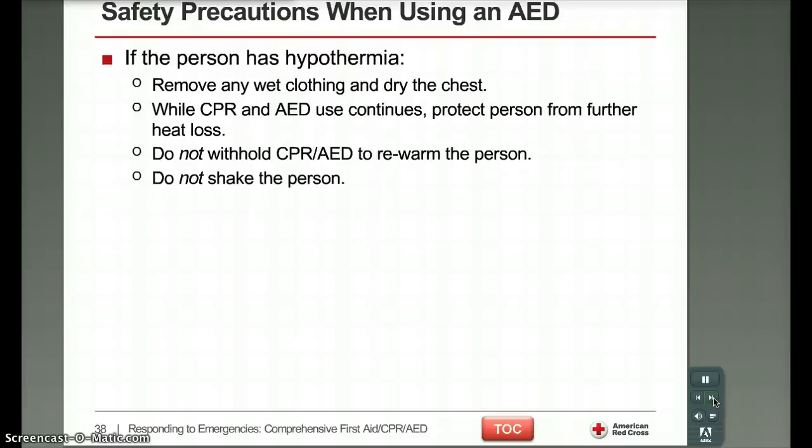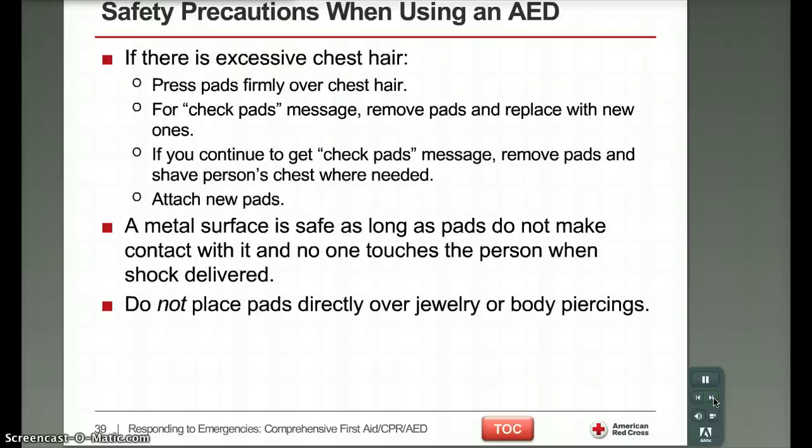Other precautions: if the person has hypothermia, so they're in a cold situation, maybe very cold, it was windy, the victim is wet, etc., remove any wet clothing, and we want to dry that chest as quickly as possible. While CPR and AED use continues, protect the person from further heat loss, cover them with a blanket, etc. Do not withhold CPR or AED to rewarm the person. And do not shake the person. Shaking the person could cause other complications, especially if the AED is connected and attempting to analyze.